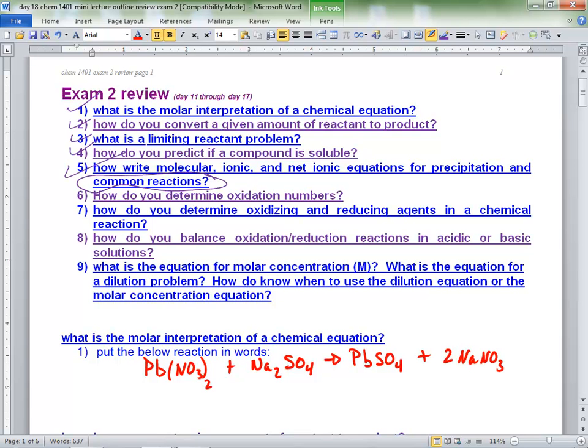How do you determine oxidation numbers? That's a question where I give you a compound and you have to determine the oxidation number of every single element. Those were those types of problems. Was there a cheat sheet for that? Or do you have to know it?